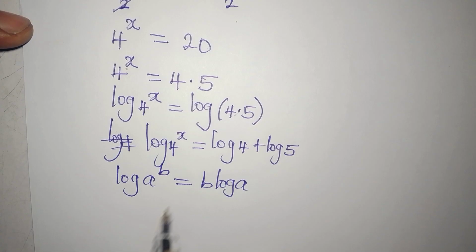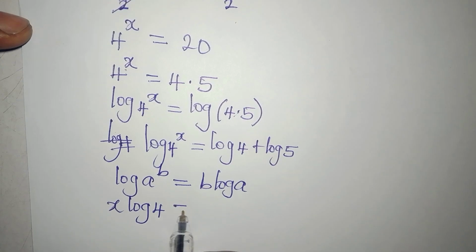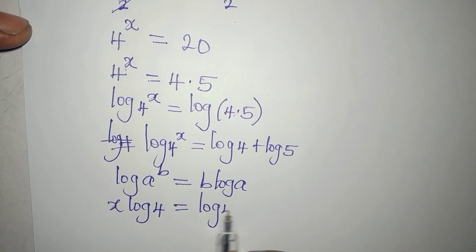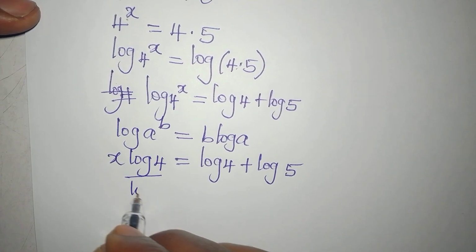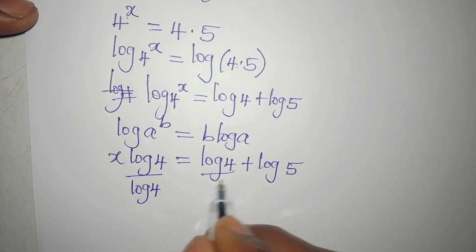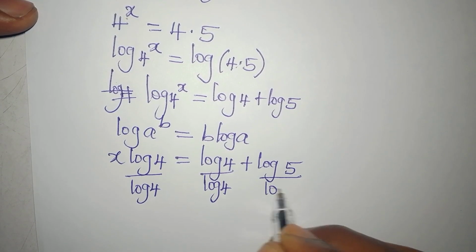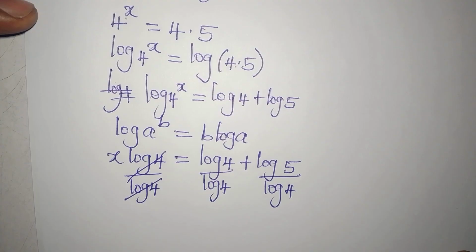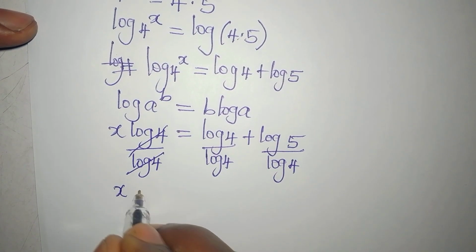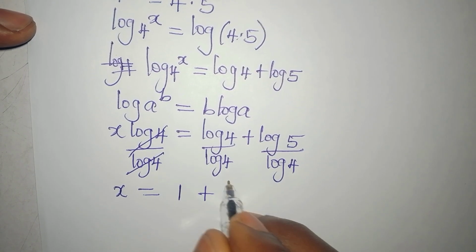So in this case now, x will come behind to give us x log 4, and it's equal to log 4 plus log 5. So we divide this by log 4, and then we divide this by the log of 4. We also divide this by log 4, and then this will give us x equal to log 4 over log 4, which is 1, plus log 5 divided by log 4.